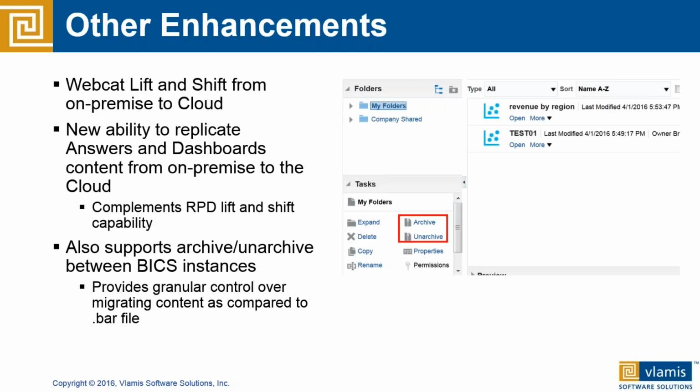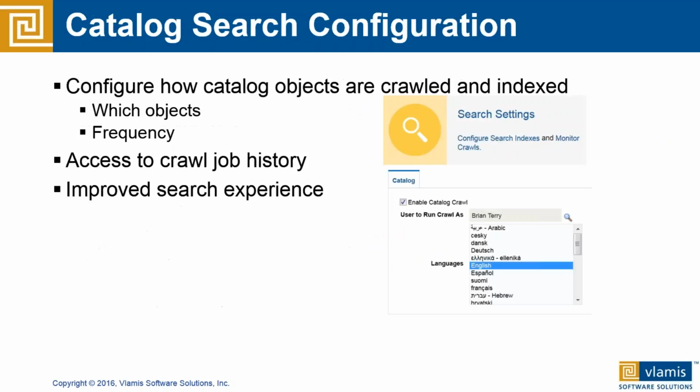You also have the ability to replicate the content from on-premise to the cloud, assuming that you use something like the RPD lift and shift capability, the ability to upload an RPD file from your on-prem directly to the cloud and use that. So that is a better way in some cases of moving content as opposed to a BAR file, which is a great capability for moving everything, but sometimes you want to move just pieces of something.